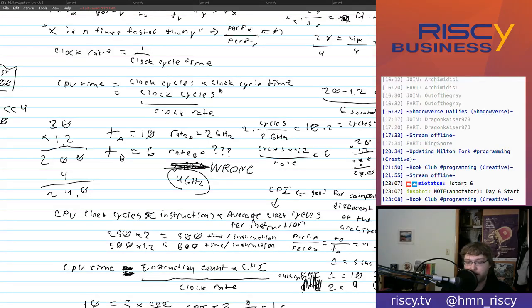We're doing instruction count times CPI, so times 0.6, and then divided by the clock rate. So divide by 2.66. And we get a value of 507.9. The actual execution time listed in seconds on here was 508.